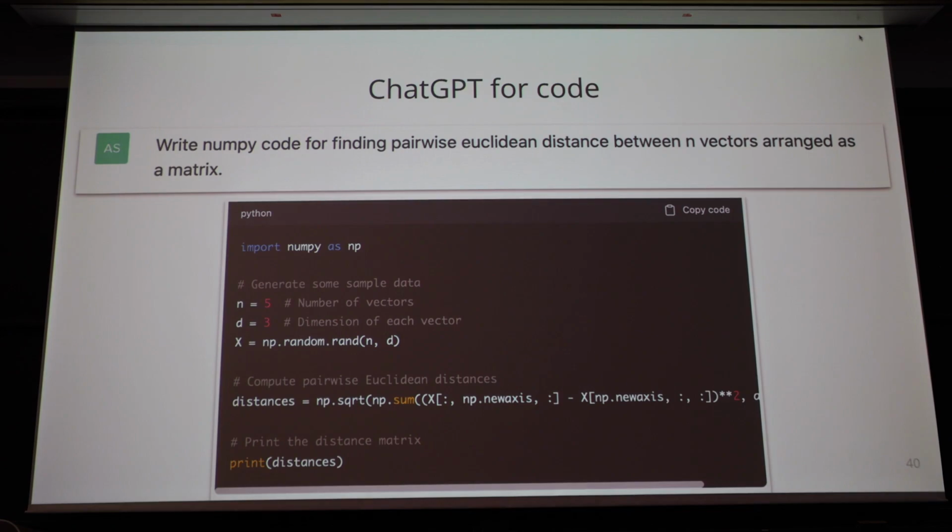In this case, I asked it to write NumPy code for finding pairwise Euclidean distances between n vectors. It's not a complicated prompt, but it's complicated enough that if I gave it to an undergrad at Princeton, they would take maybe 20 minutes to figure this out, right? And yeah, this is the answer. Recently I was teaching at a workshop where we had a code component in the afternoon, and I made the mistake of showing this in the morning, and everyone was finishing assignments in 30 minutes. But it's surprisingly good.